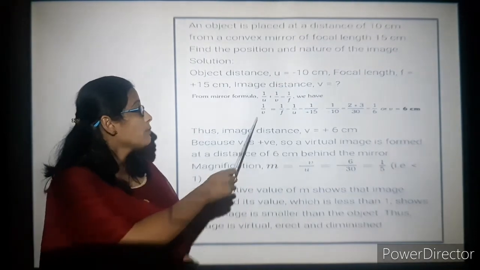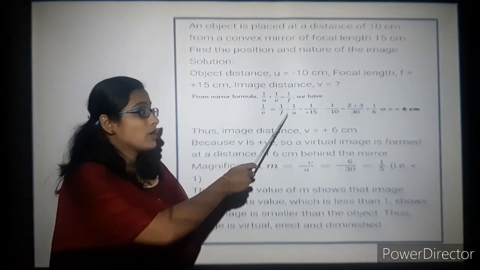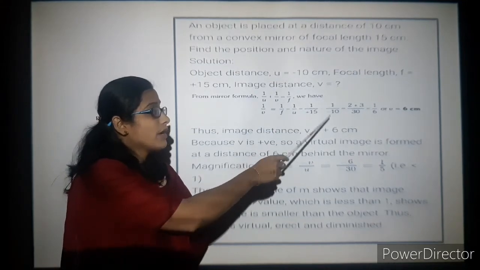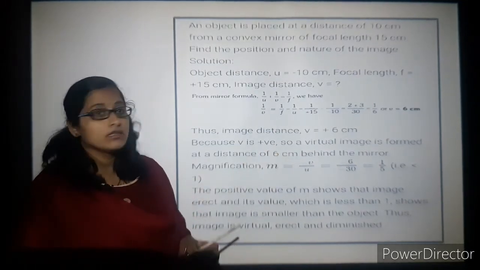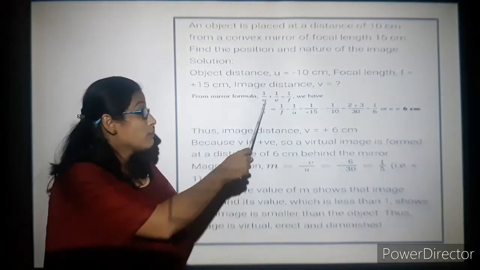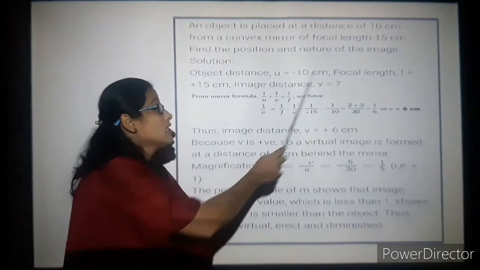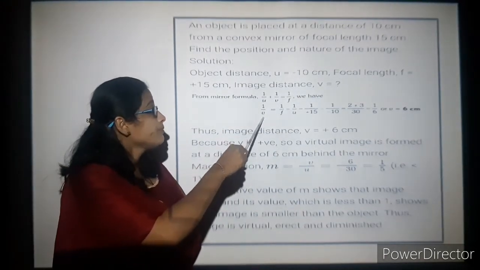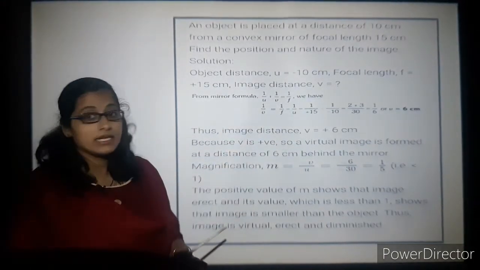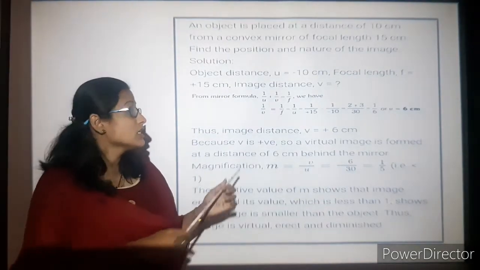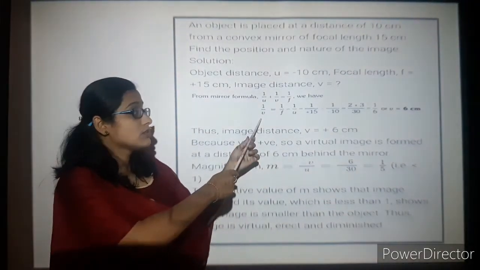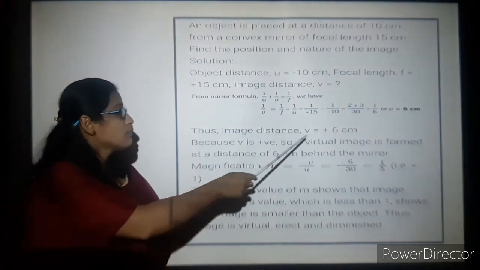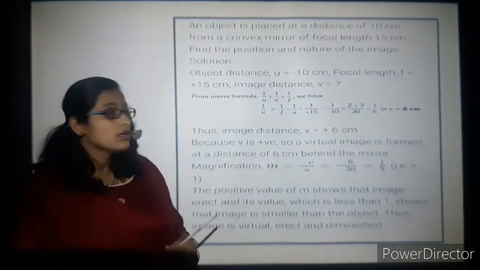So we have 1 by V is equal to 1 by F minus 1 by U, that is 1 by 15 minus 1 by minus 10. So you will get the answer as 1 by 6. So 1 by V is 1 by 6. Then you need to take the reciprocal, that is V is equal to 6 centimeters. That is image distance is 6 centimeters. Image distance is represented as V. So you can see that it is plus 6 centimeters.